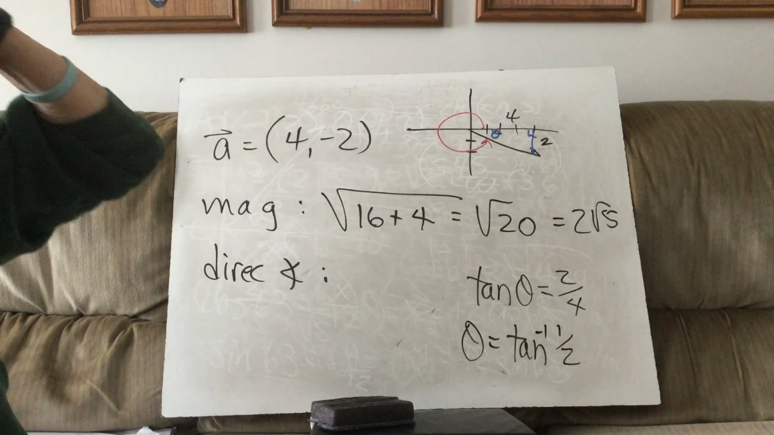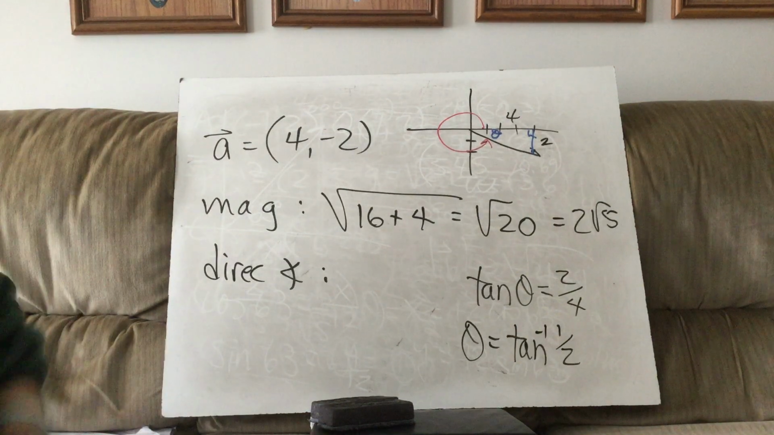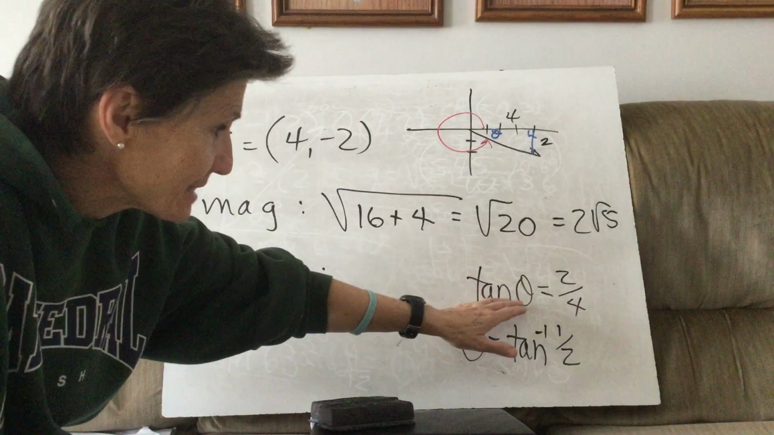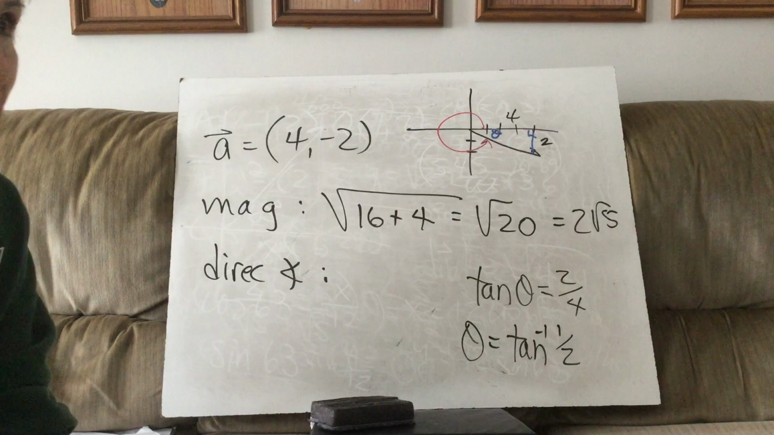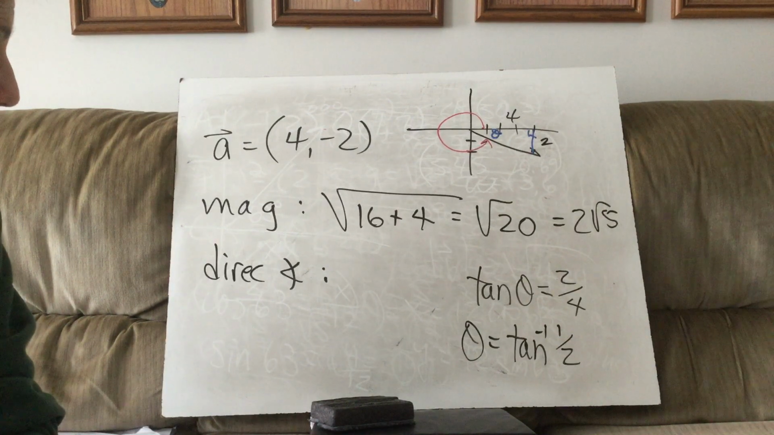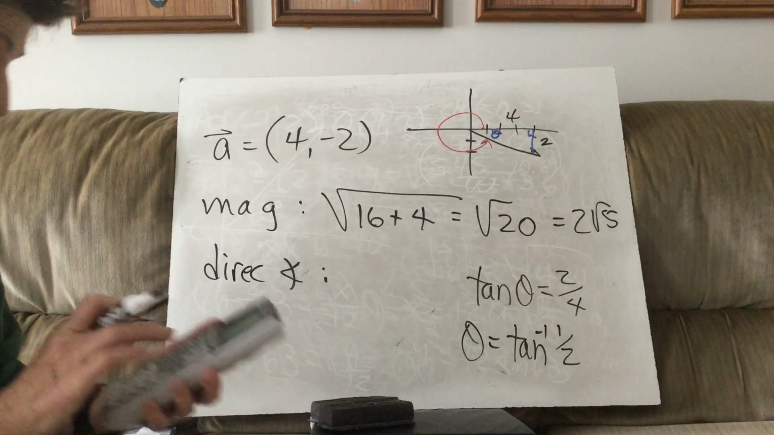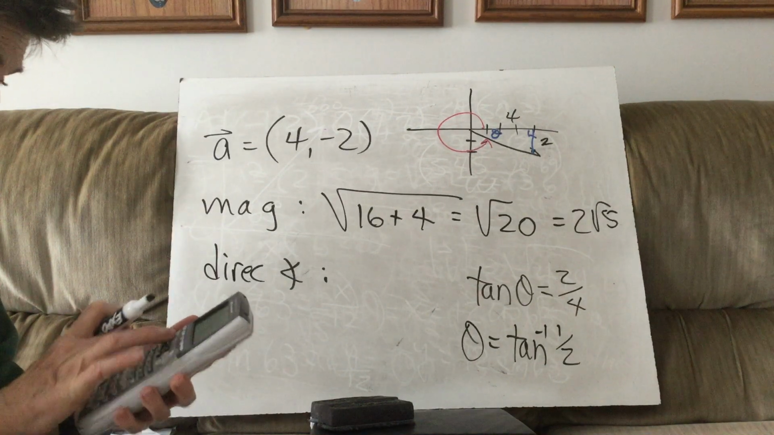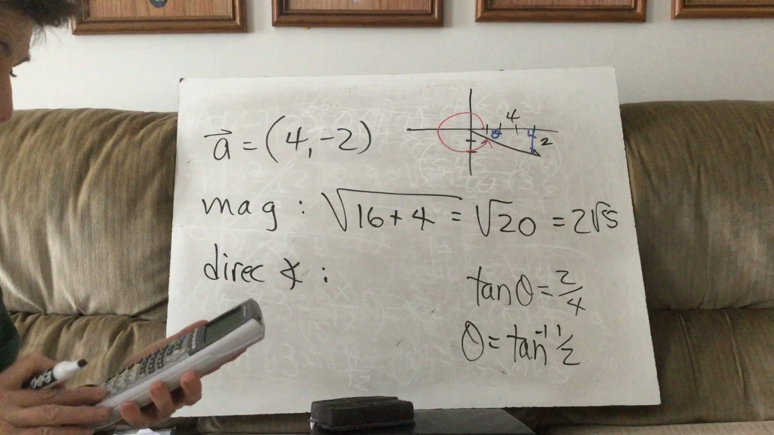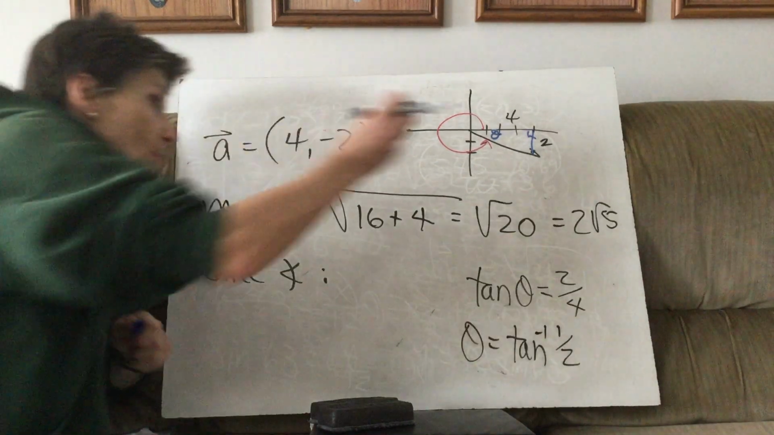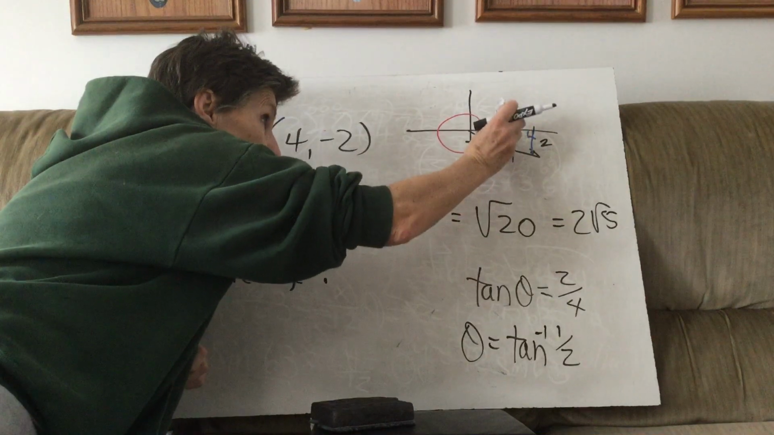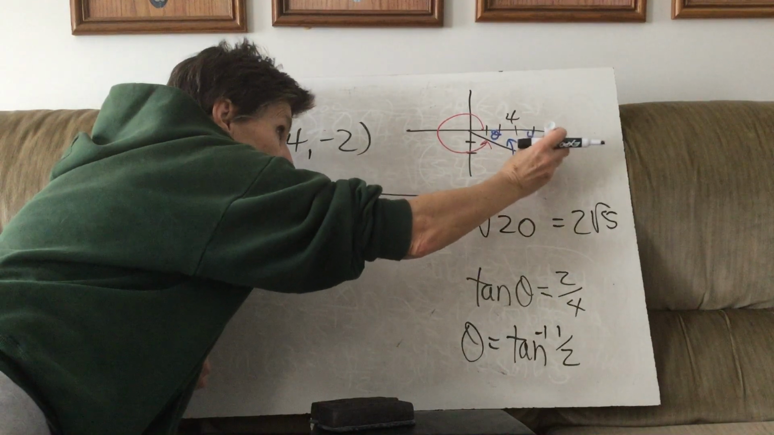I don't care if you do 2/4 or 1/2, it doesn't matter, it's up to you. But you have to second tangent to get the blue angle. Anytime you're finding an angle, you're going to have to second. So, second tangent 1/2, 26.57. So the blue angle is 26.57.